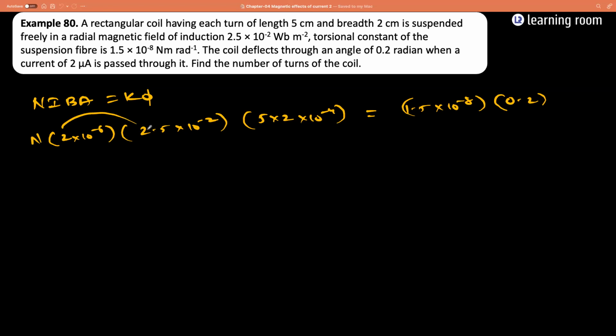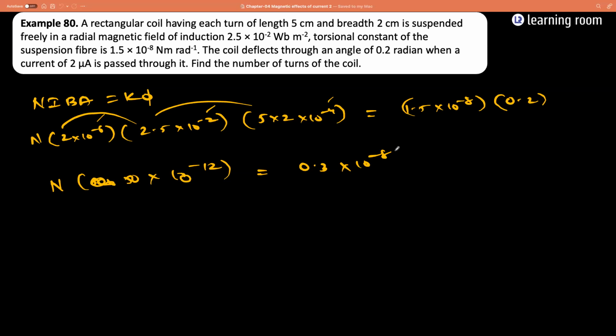2 into 2.5 is 5. 5 into 10 is 50. So N into 50 into 10 power minus 8, 12. So 10 power minus 12 is equal to 1.5 into 2 is going to be 3. So it is going to be 0.3 into 10 power minus 8, or I can write it as 3 into 10 power minus 9.